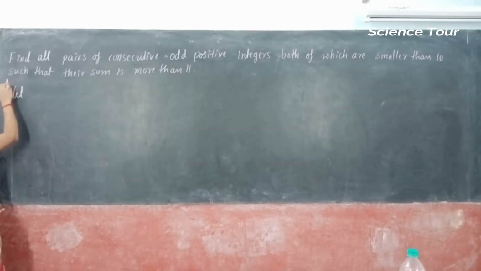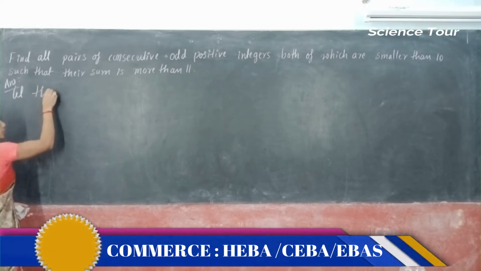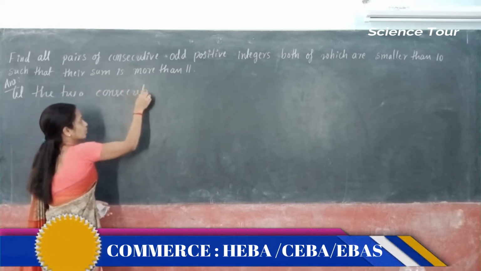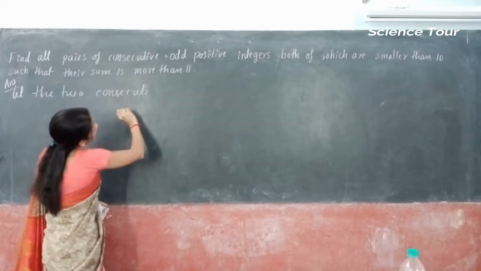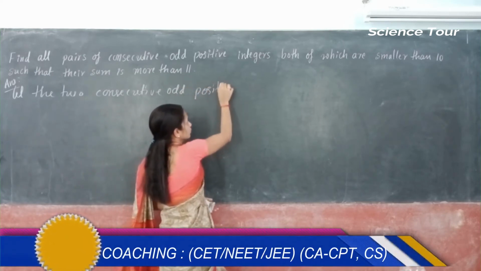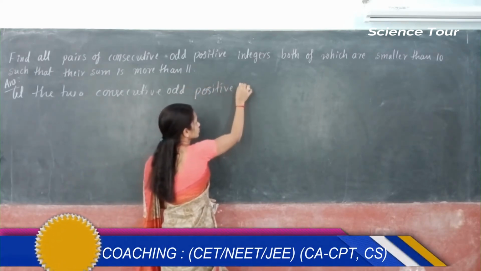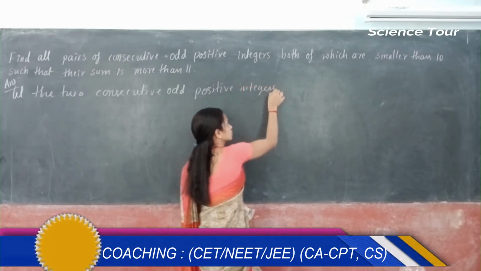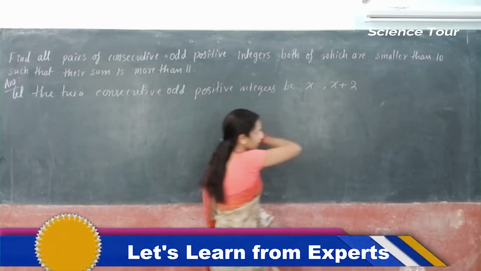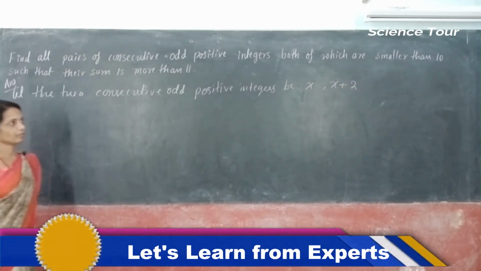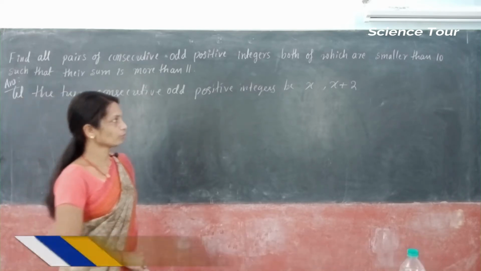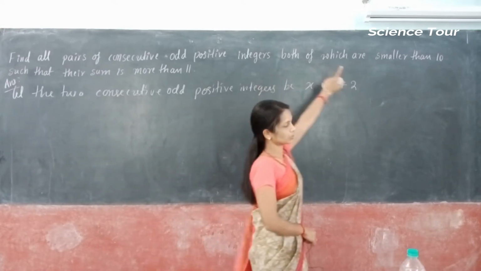Let the two consecutive odd positive integers be x comma x plus 2. Consecutive means continuous. Okay, with that you have to start, and you are given how those odd integers will be. Both of which are smaller than 10. Both of which are smaller than 10.